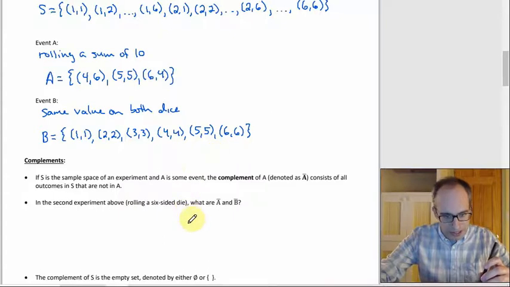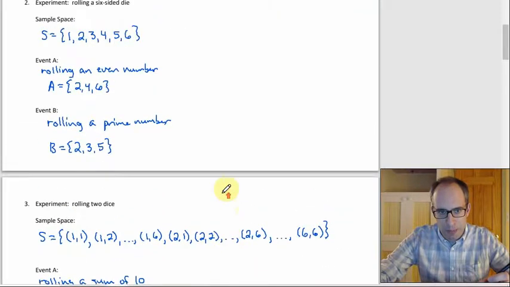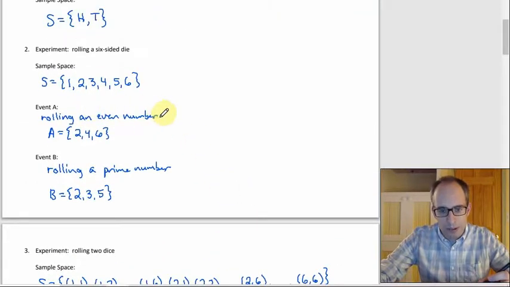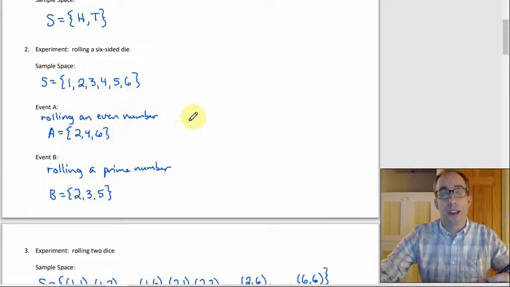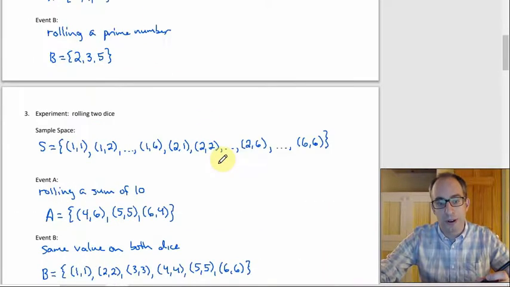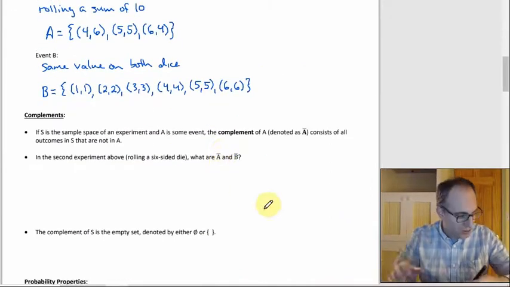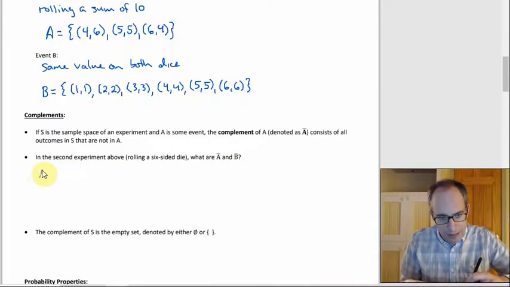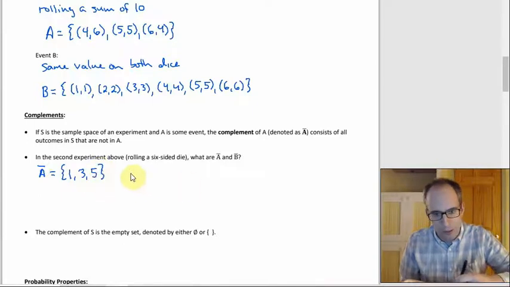So the second one is rolling 1 6-sided die. What are A complement and B complement? Well, if we go up here, I think we can see them. So event A was rolling an even number, and if the sample space is 1, 2, 3, 4, 5, and 6, A is 2, 4, and 6, then A complement is going to be rolling an odd number. And then it's just going to be 1, 3, and 5, right? It's the other options that aren't in A, the other possible outcomes. So A bar, as a set, that's going to be 1, 3, and 5, because what that would be in words is rolling an odd number.